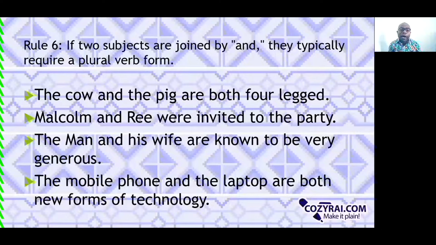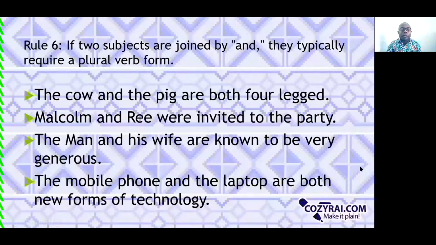Malcolm and Ree were invited to the party. So Malcolm, one subject, joined by Ree. Then we have and joining the two. The verb is were, plural. So Malcolm and Ree were invited to the party. Example 3: the man and his wife are known to be very generous. So the man on one side, his wife on the other, joined by and. So we have the verb being are known to be very generous.